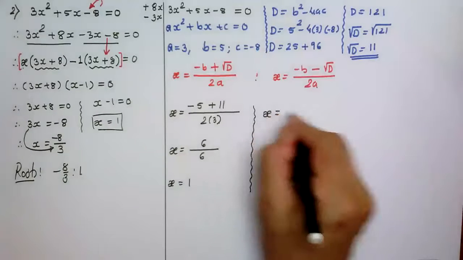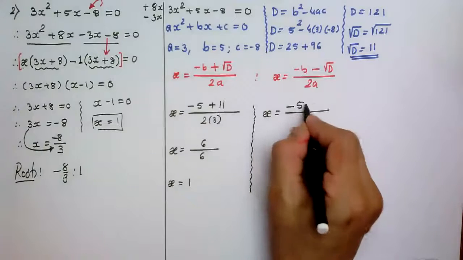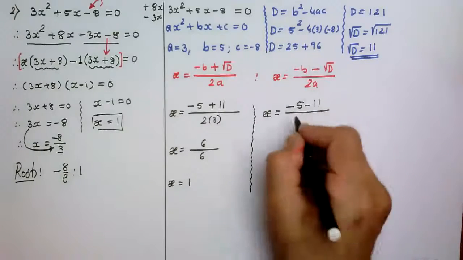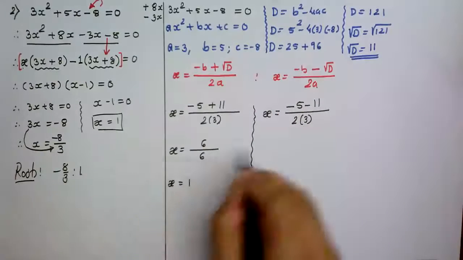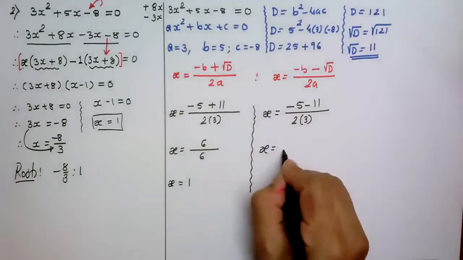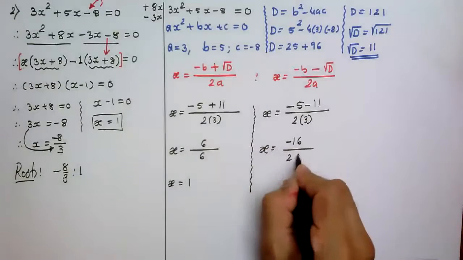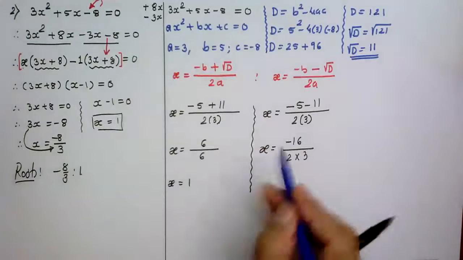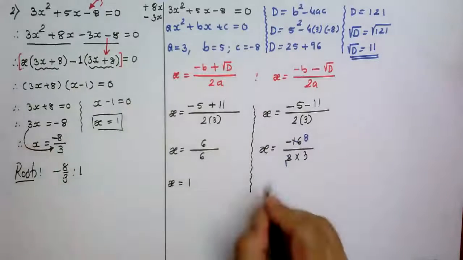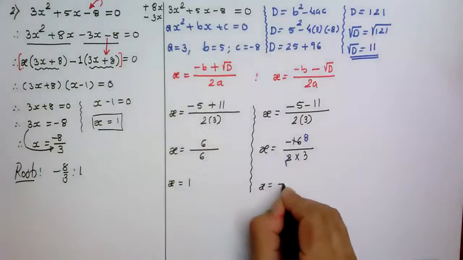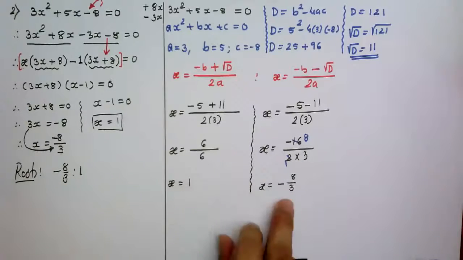Again over here, minus b is equal to 5. Square root of D is 11. 2 times a is 3. Minus 5 and minus 11 is minus 16 upon 2 times 3. I can go for the cancellation. 2 1s are 2. 2 8s are 16. So we have x is equal to minus 8 upon 3. So we got the same roots.